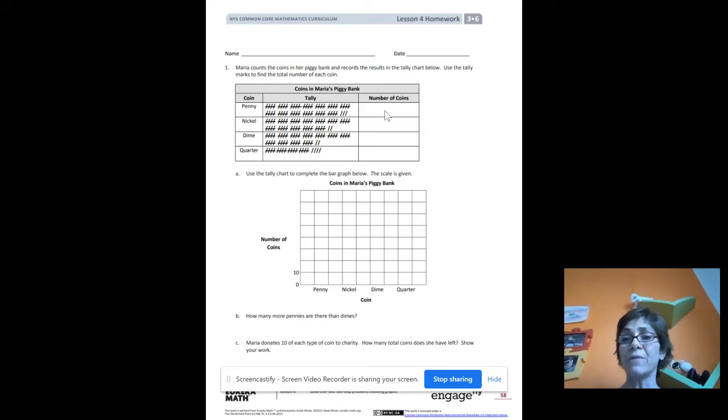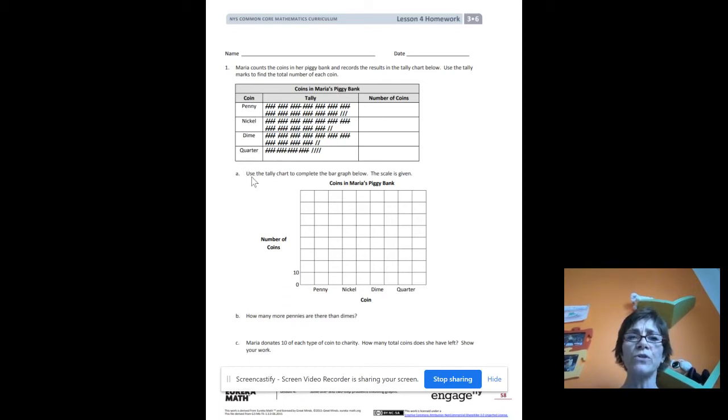First of all, you're going to see how many coins. You're going to count the tallies and figure out how many pennies, how many nickels, how many dimes, and how many quarters. Remember that you can count by fives, or even by tens, because we know that 2 fives is 10. So we can go 5, 10, 15, 20, 25, 30. We can count by fives, or we can count by tens: 10, 20, 30, 40, 50, 60, 65, 66, 67, 68. And you go ahead and write the number here.